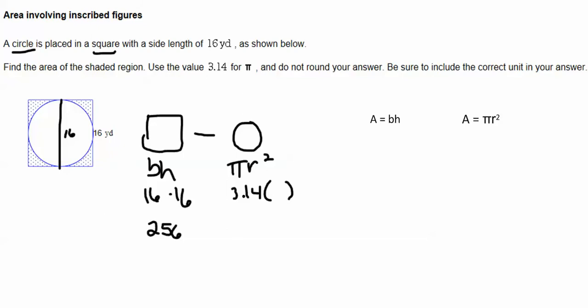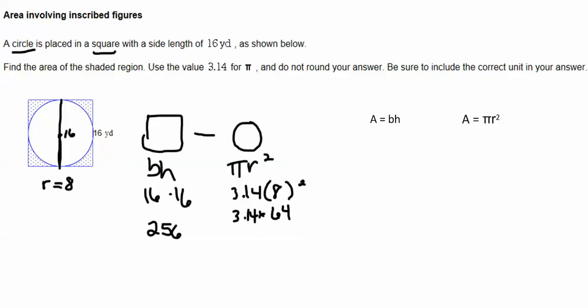Our formula, though, calls for the radius. If the diameter is 16, there are 2 radii in every diameter, so the radius is half of the 16, which is 8. So our radius in this picture is 8 yards. If I went too fast, rewind it and listen to that part again. It's important that you understand how to find the radius from that diagram. The radius is 8, and we're going to square it because of the formula. So 3.14 times 8 squared. Squaring wins out over multiplication, so 8 squared is 64, and then times the 3.14.